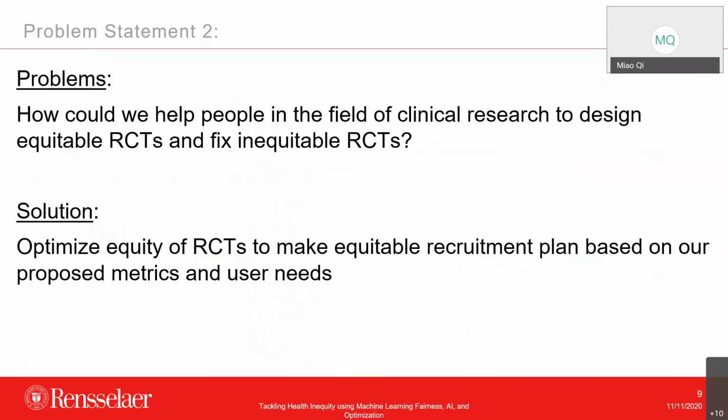So the second problem that we try to solve here is how we could help people in the field to design equitable randomized clinical trials and fix inequitable clinical trials. We don't just help them evaluate the inequity in clinical trials. We want to help them fix these problems. And our solution is to optimize the equity of clinical trials to make an equitable recruitment plan based on our proposed metrics and the specific user needs.